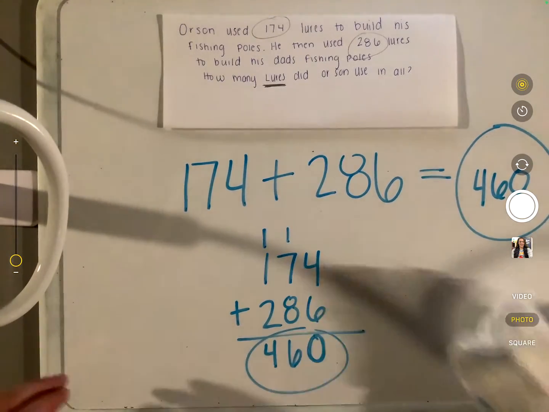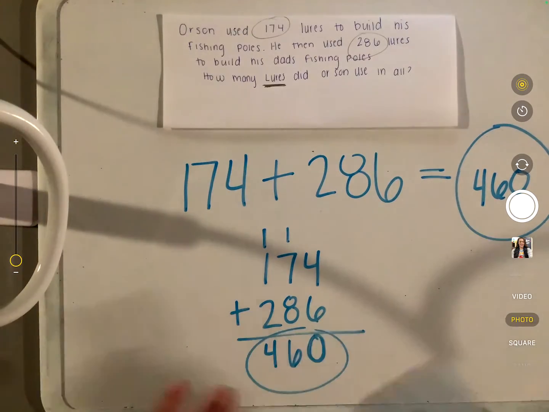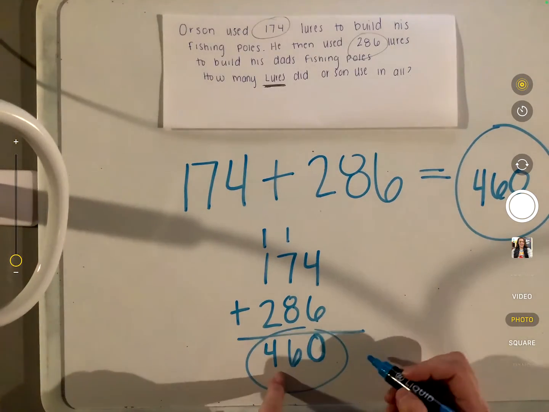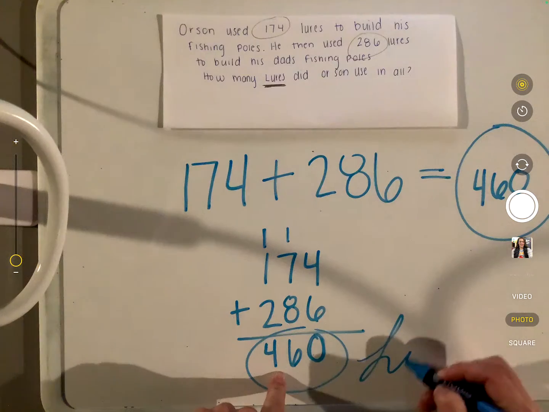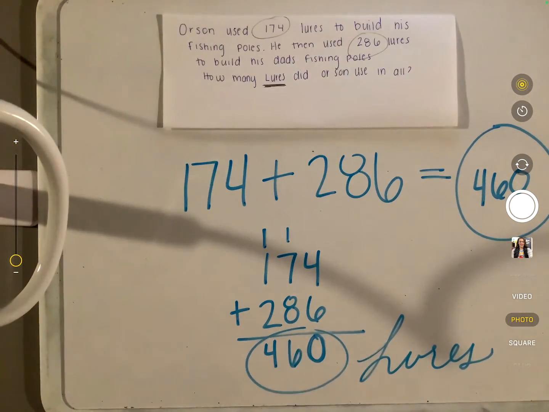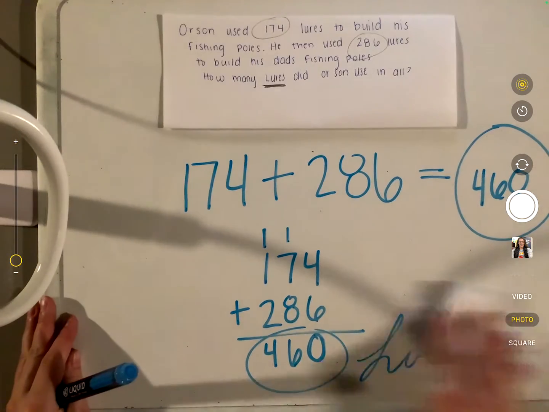All right. And then also, we're going to work on labeling our answer. So 460 what? 460 lures, right? That's not the best, but we need to do 460 lures.